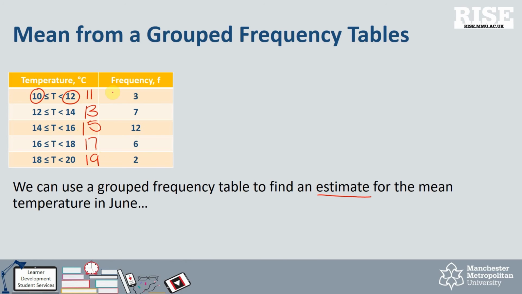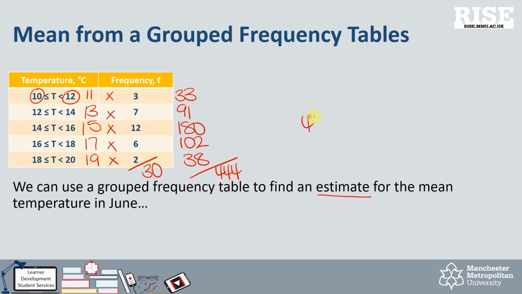Now I have a midpoint estimate, I can go ahead and multiply just as before by using this new midpoint estimate. This gives me 33, 91, 180, 102, and 38. When I add them, I get 444. And remembering to add the frequencies as well gives me 30. So 444 then, divided by 30, gives me an average mean temperature of 14.8. That's measured in degrees Celsius, as indicated within the table.